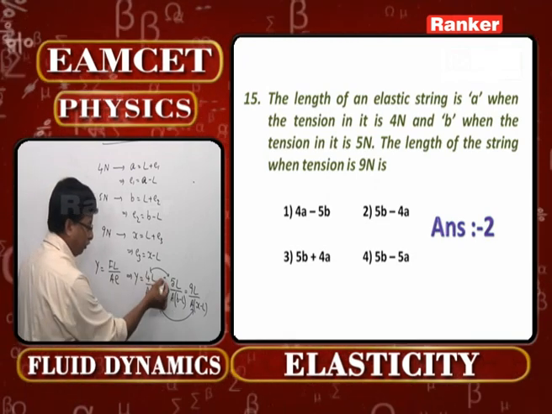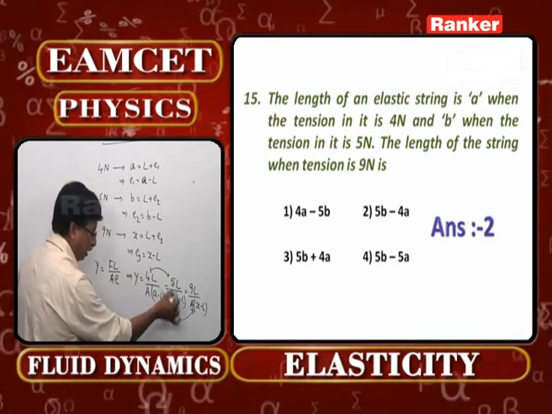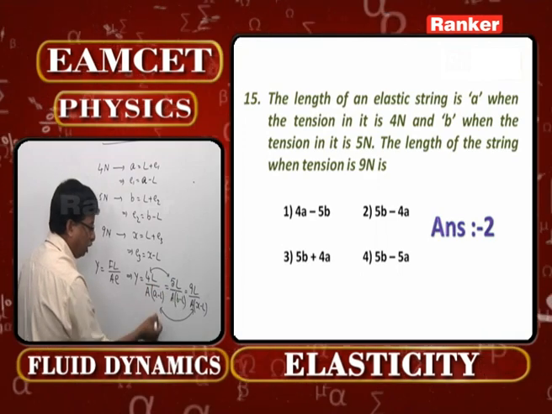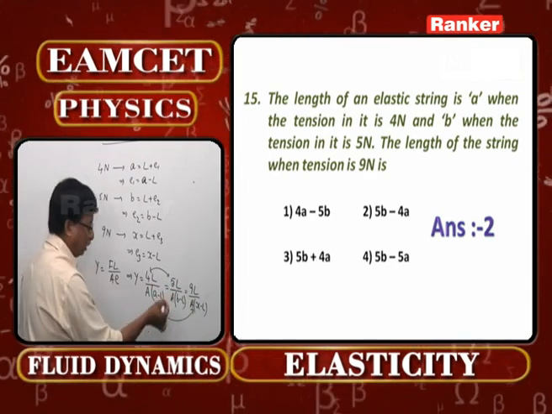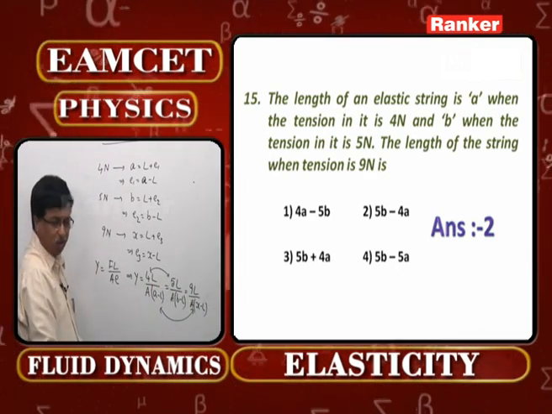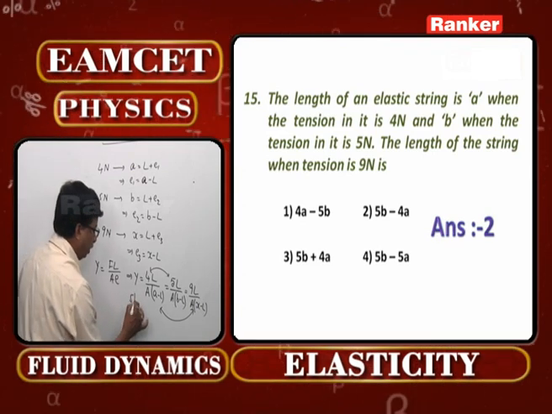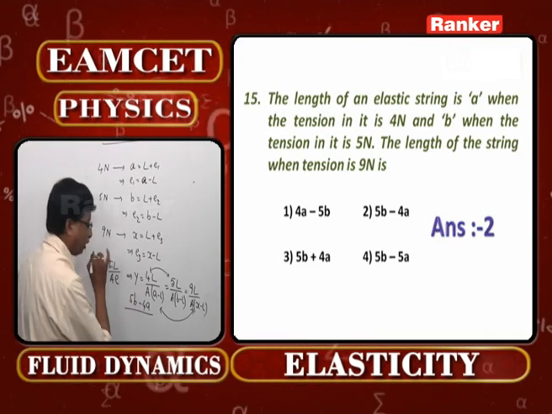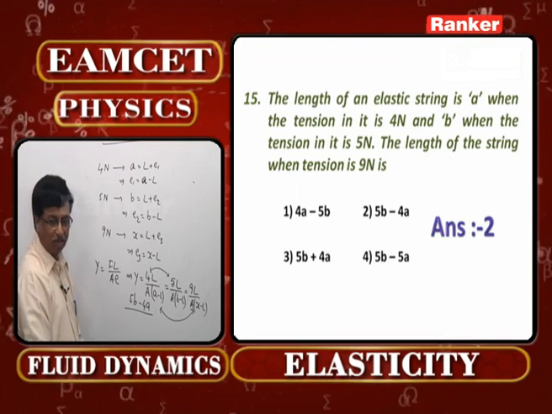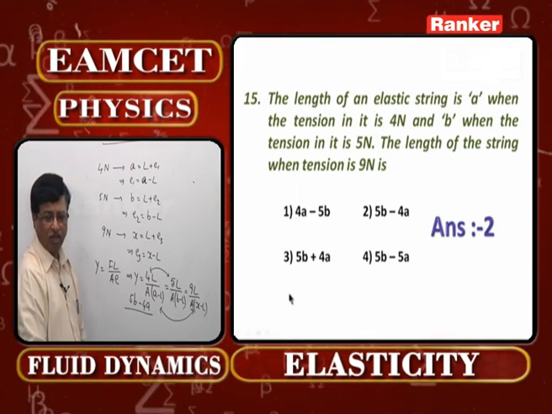That means the simplification I am just leaving for you. A gets cancelled, L gets cancelled. Cross multiply that one. Take the second equation, simplify the whole lot, and you will be getting exactly 5B minus 4A. This is the corresponding value. That is the corresponding answer for question number 15. Look at the next number please.